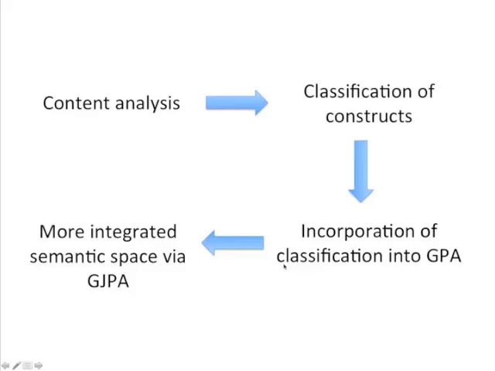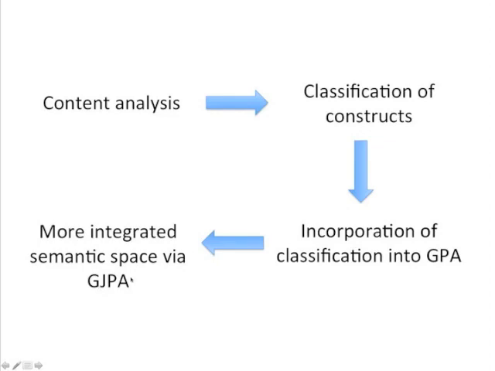How can we do that? First of all, we start with a content analysis. We have a lot of constructs that we content analyze, which yields a classification of constructs which are similar into one class. And we incorporate this information from the classification into the generalized procrustes analysis procedure. This yields a more integrated semantic space, and I call this procedure generalized joint procrustes analysis.